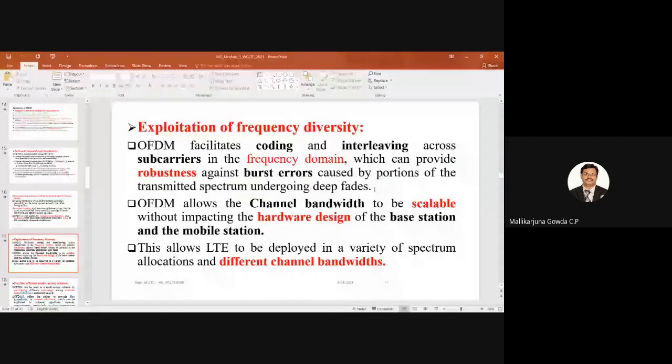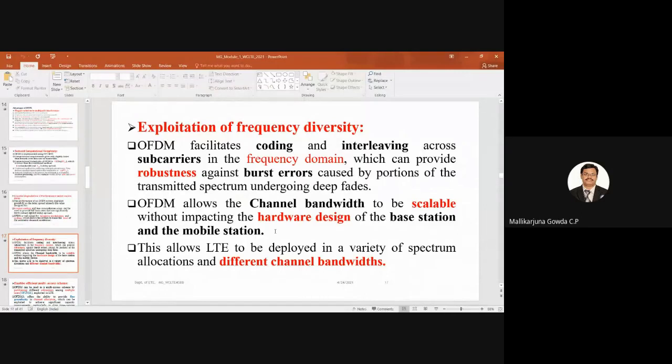Because of that there will be some errors, right? How do we overcome that problem? So this can do that. This OFDM can facilitate or exploit frequency diversity by doing that. And OFDM allows the channel bandwidth to be scalable without impacting the hardware design of the base station as well as the mobile station.